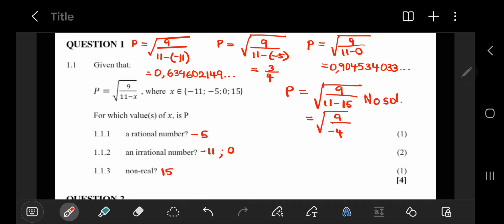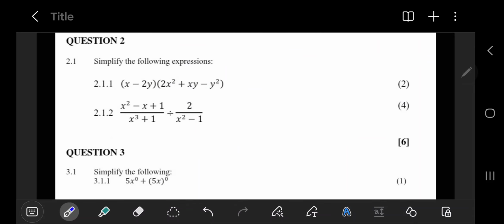Okay, so if you get something like this, no matter how complicated this given equation is, all you are doing is you're substituting values of x into x in your equation, and you are assessing or analyzing the answer that you get. Now let's work with question 2. So 2.1 asks you to simplify the following expressions.